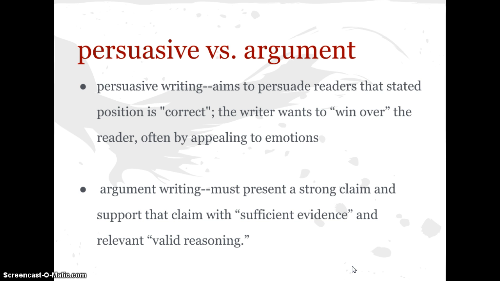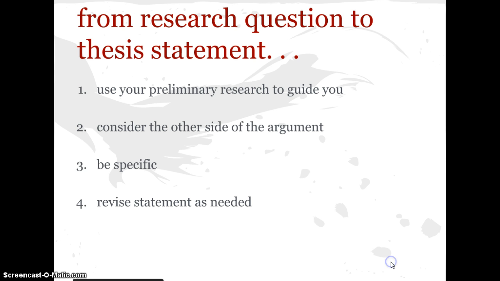An argument writing piece is much more balanced. There may be a little bit of pathos, but it's tempered with the sufficient evidence that you provide. So ethos and logos are much stronger in argument writing in terms of rhetoric. You just need to present a strong claim and support that claim with sufficient evidence and valid reasoning that speaks for itself. It should win them over with the evidence. You don't need to win them over by manipulating them in a persuasive way.